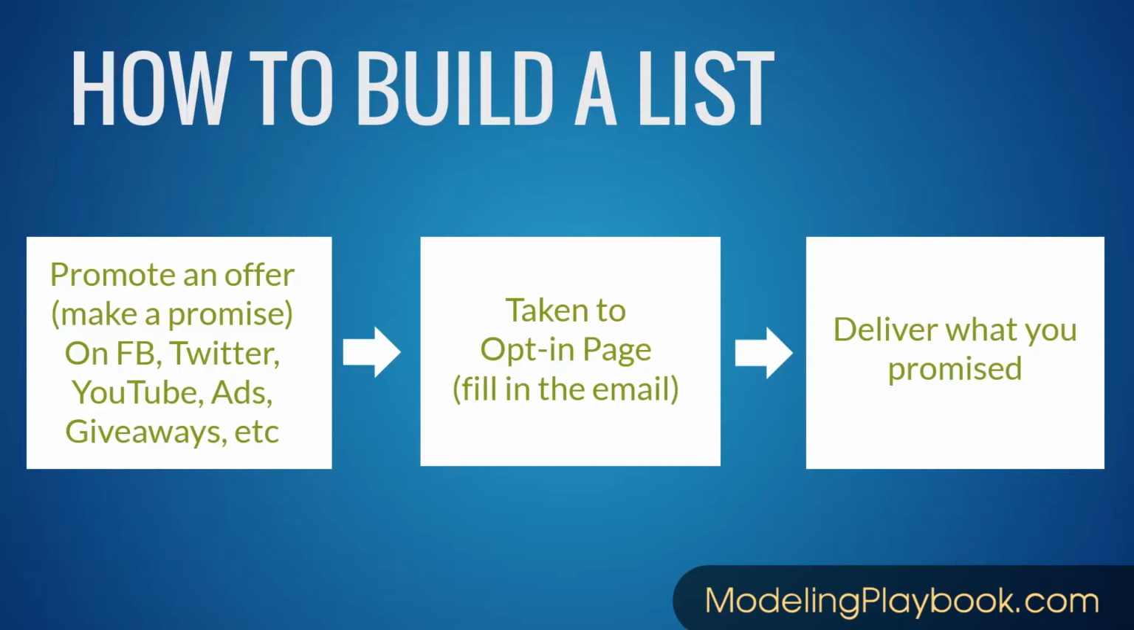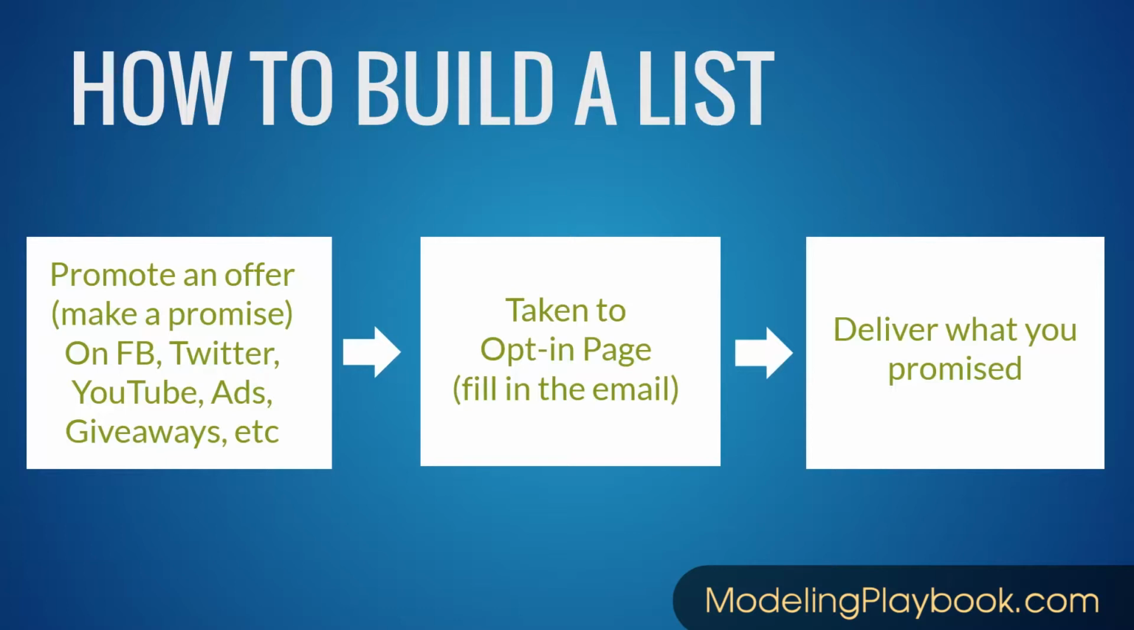You're basically promoting an offer. After that offer, you take them to an opt-in page on your website. This is where you fill in your email address and your name to collect their data. And then you deliver what you promised initially in your advertising or in your post. So it's a pretty simple process. Make an offer, collect the asset or their email address, and then deliver what you promised them.